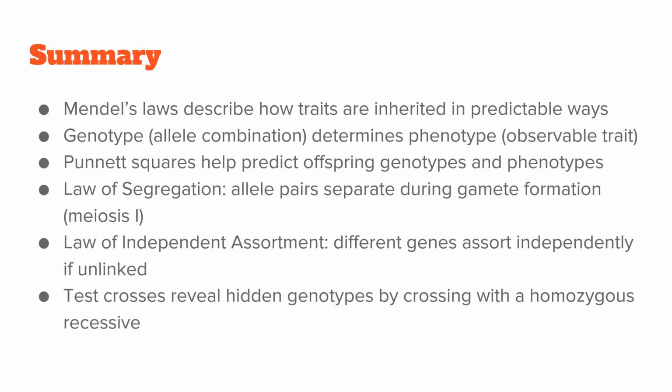Mendel's laws help us understand inheritance in a clear and predictable way. Genotype determines phenotype, but Punnett squares allow us to see the probabilities of each outcome. The law of segregation shows how alleles split during meiosis 1, explaining those 3 to 1 ratios. The law of independent assortment shows how genes on different chromosomes, or far apart on the same one, assort independently, unless they are linked. Test crosses provide a window into hidden genotypes. Together, these principles connect Mendel's pea plants to the molecular processes of meiosis.